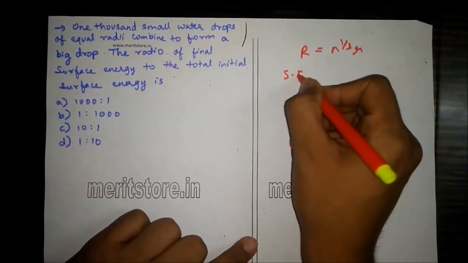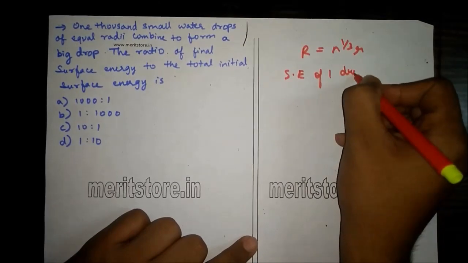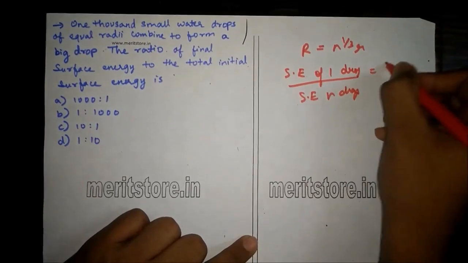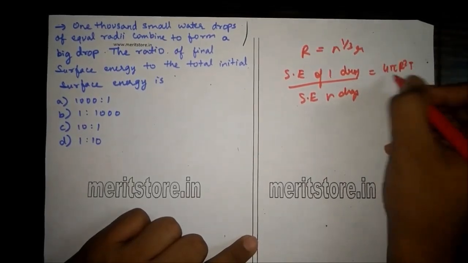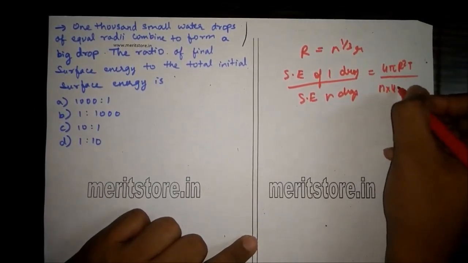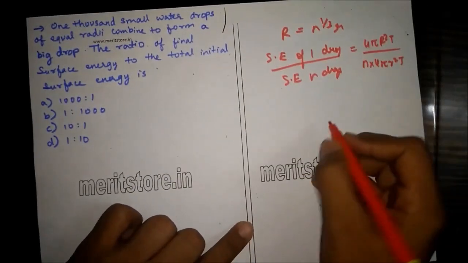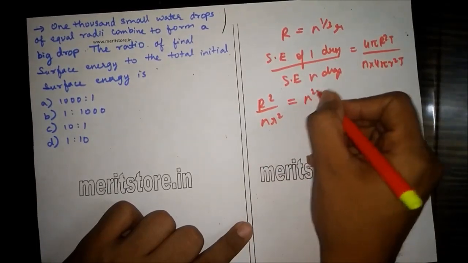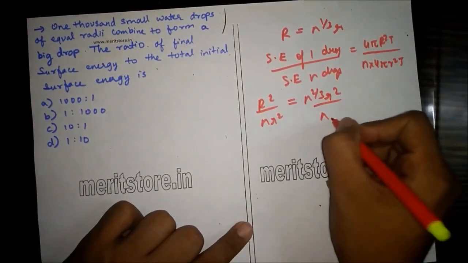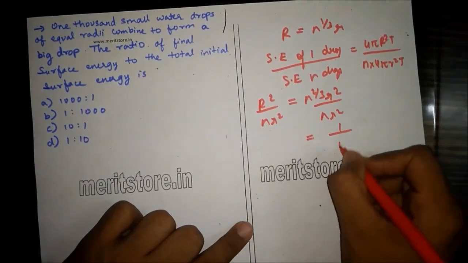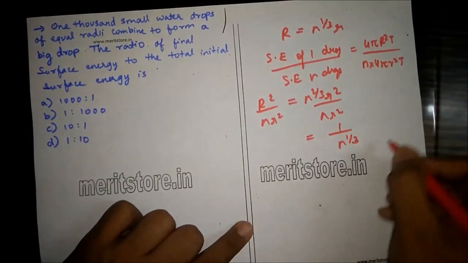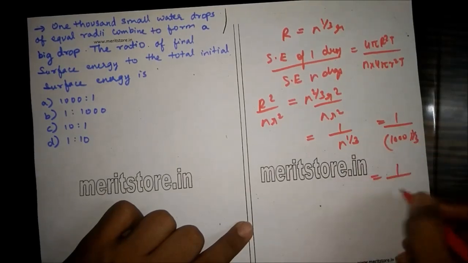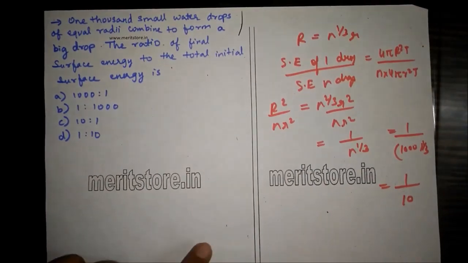Therefore the surface energy of one big drop upon the surface energy of n drops is equal to 4 pi capital R square T upon n into 4 pi small r square T, which is equal to capital R square upon n small r square, which is equal to n raised to 2 by 3 r square upon n r square, which is equal to 1 upon n raised to 1 by 3, which is equal to 1 upon 1000 raised to 1 by 3, which is 1 is to 10. Therefore the correct answer here is option D.